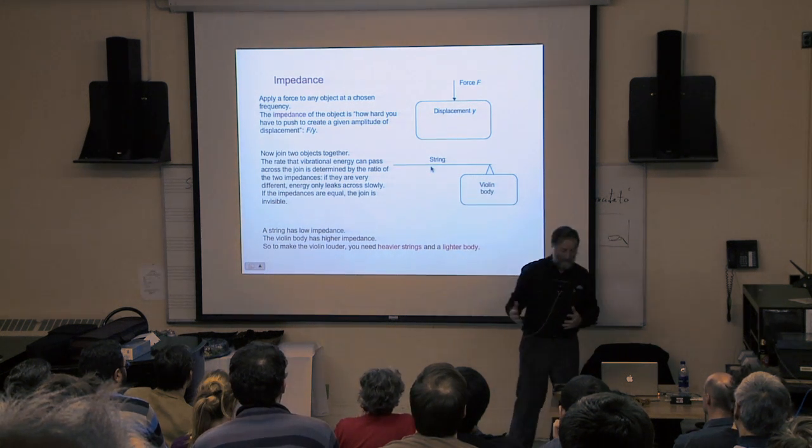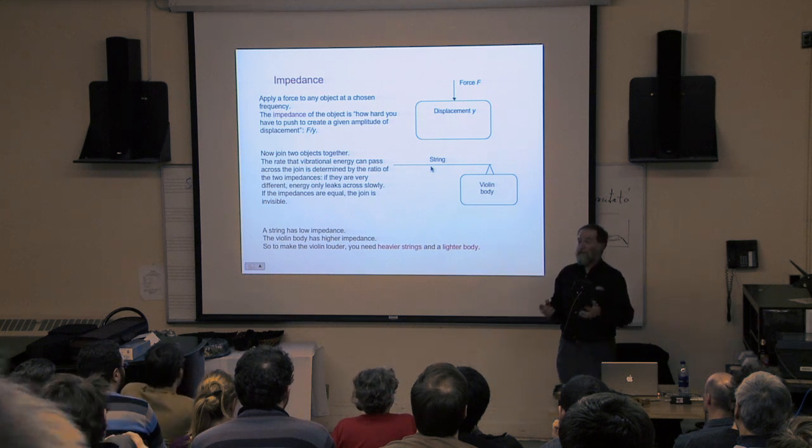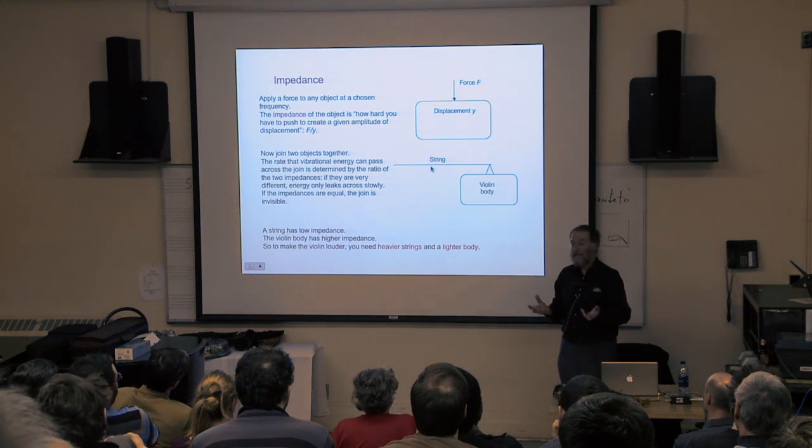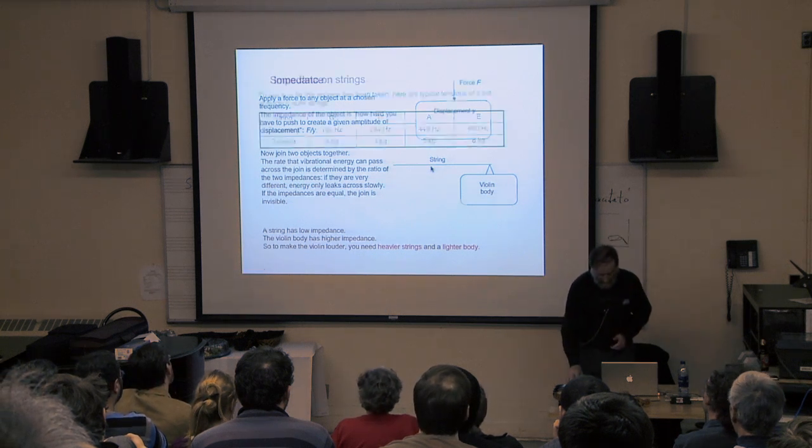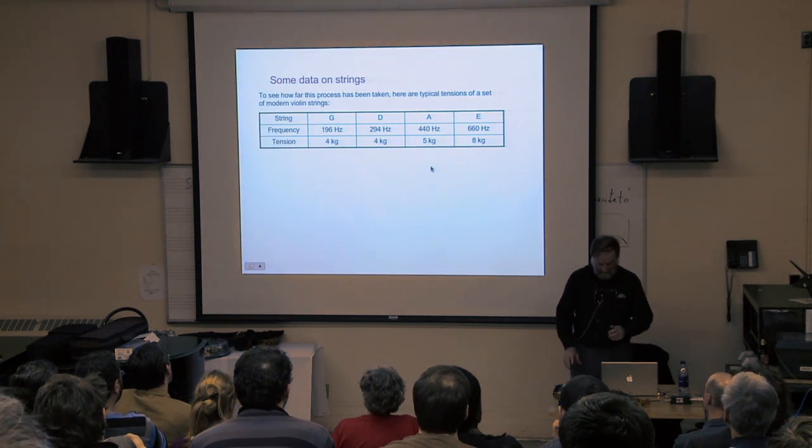So how do you make louder instruments? You put heavier and heavier strings on them, and you make the body lighter and lighter and lighter. And sure, that works. That makes louder instruments. But, of course, something else goes wrong. Look at a bit of data here.